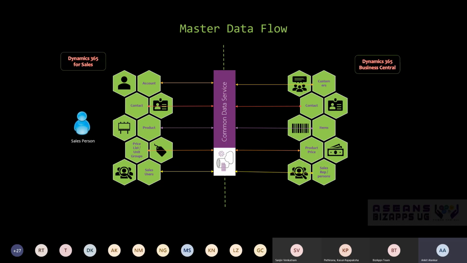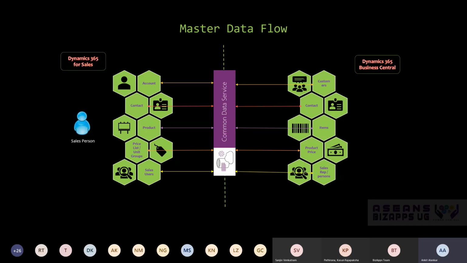Okay, so again, this is bi-directional as per need. Similarly, we have prices, the price list and the unit group. As soon as you pass the products, you will see the migration of prices and all as well. We'll see that. And finally, the sales users and sales reps.